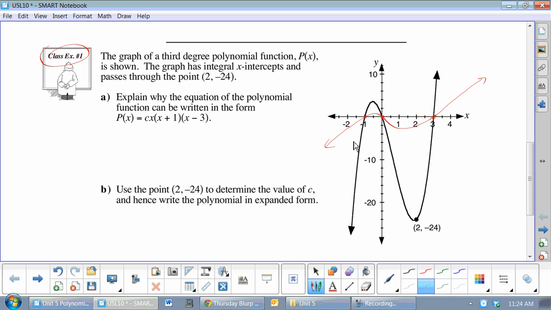X plus 1. Okay. The next one. X, and the next one, X minus 3. So the equation was P of X equals X times X plus 1 times X minus 3. But this one was stretched by a factor of C.